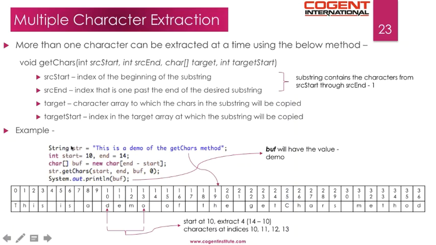So we have str of type string assigned the string literal, This is a demo of the getChars method. This is a representation of the string literal with the indices to clearly understand at what index each character is at. We specify the start index as 10 and the end index as 14, and the target array will contain end minus start number of elements.